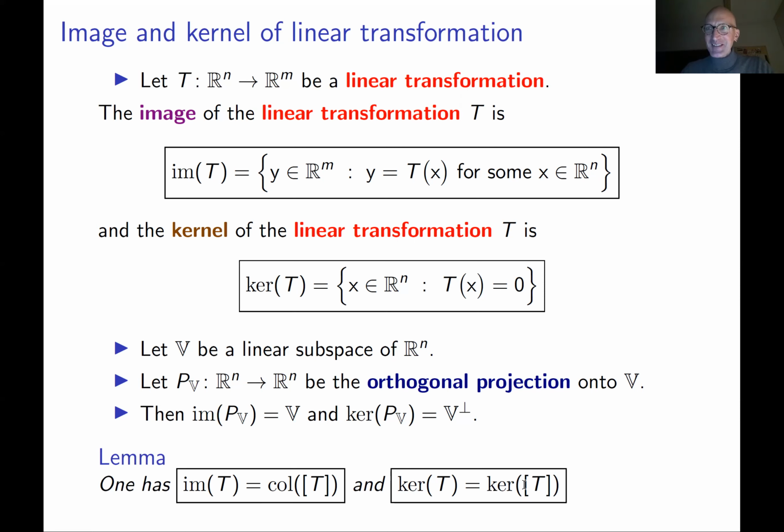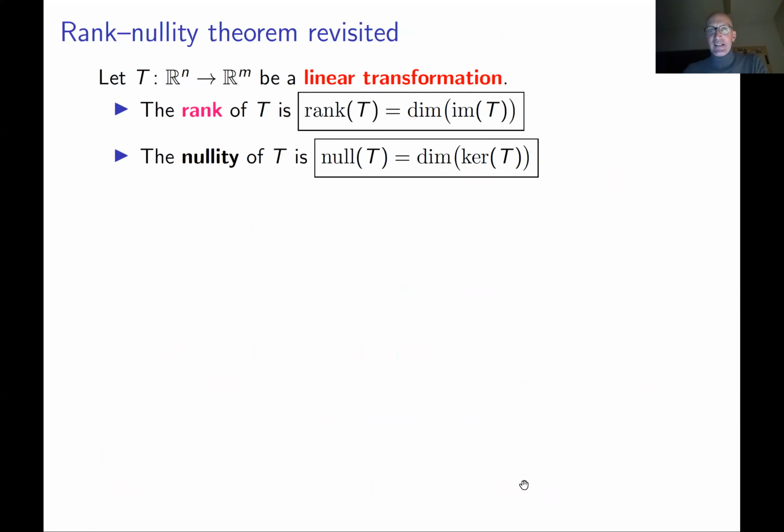Let's translate the rank nullity theorem into the language of linear transformations using this lemma. You have a linear transformation, and you can define the rank of the linear transformation as the dimension of the image. And you can define the nullity of the linear transformation as the dimension of the kernel. Of course, we know by the previous lemma that this is just the rank of the standard matrix of T and the nullity of the standard matrix of T. But again, if you wish, you can use this as a definition.